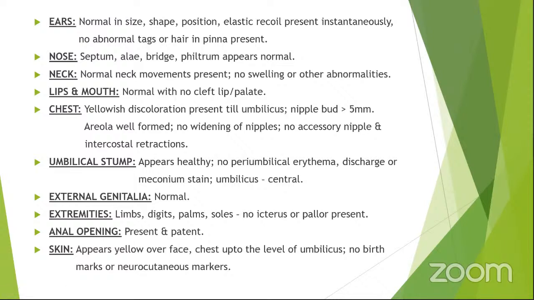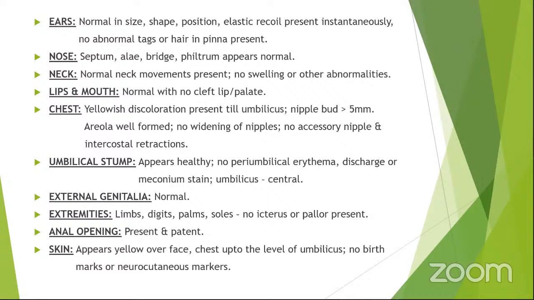Yes, sir. The ear is normal in size, shape, position. Elastic recoil is present instantaneously. No abnormal tags or hair present on the pinna. Nose, septum, alae, bridge, and philtrum appear normal. Neck: normal neck movements are present, no swelling or other abnormalities. Lips and mouth are normal with no cleft lip or cleft palate. Chest: yellowish discoloration is present up to the umbilicus. Nipple bud measures more than 5 millimeters. Areola is well formed. There's no widening of nipples, no axillary nipple, no intercostal retractions.